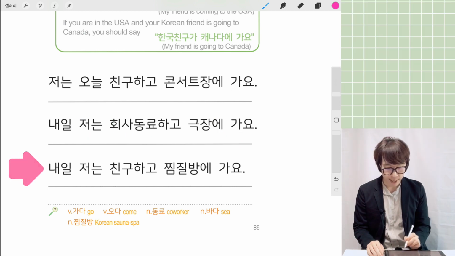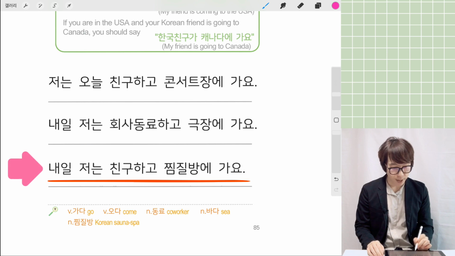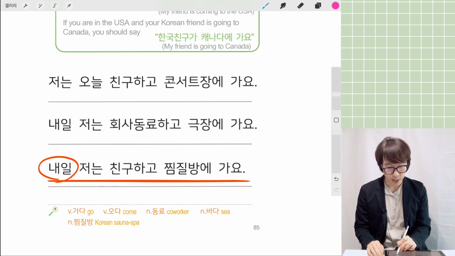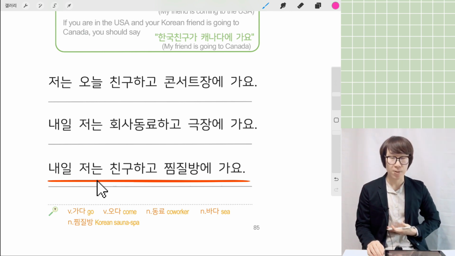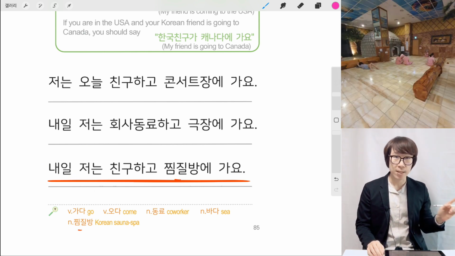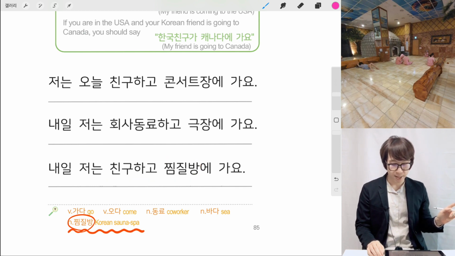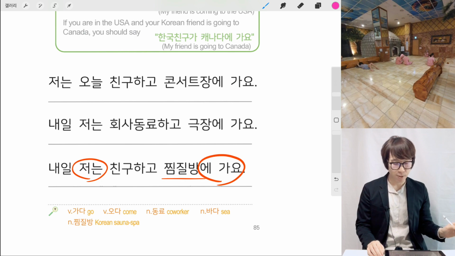And the next sentence. 내일 저는 친구하고 찜질방에 가요. So tomorrow, 저는 always indicates the subject. So 저는 I go to the 찜질방. 찜질방 is a Korean sauna spa. I go to the 찜질방 tomorrow with my friend.